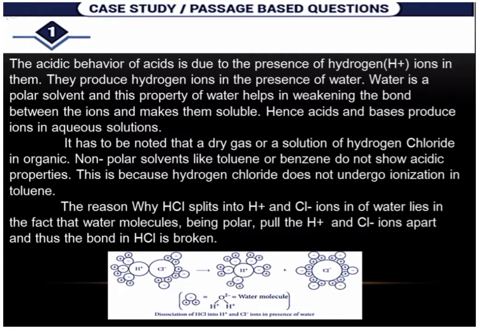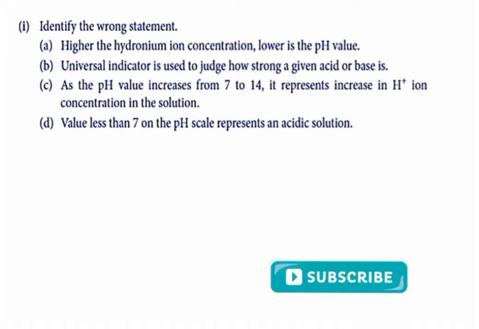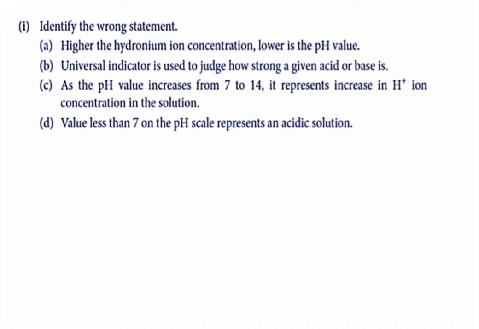Now let's look into the first question. Identify the wrong statement. So there are four options given there. The first option is A. The higher the hydronium ion concentration, lower is the pH value. B. Universal indicator is used to judge how strong a given acid or base is. C. As the pH value increases from 7 to 14, it represents increase in H+ ion concentration. And D. Value less than 7 on pH scale represents acidic solution.